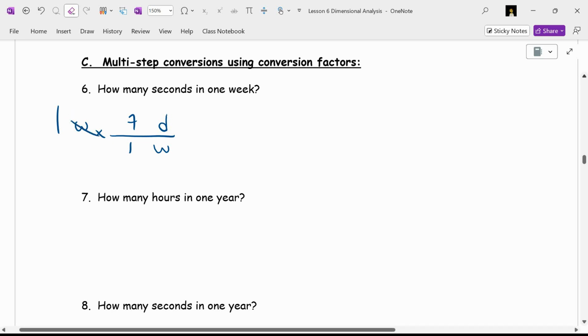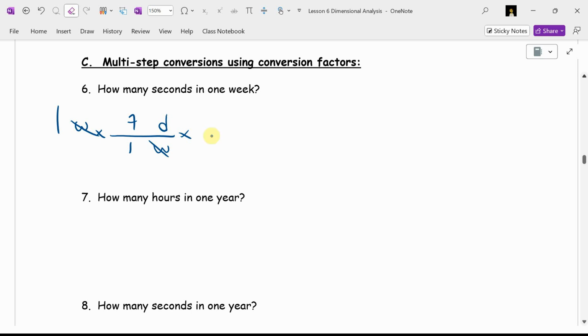If we stopped here, we'd be in days. We want to get to seconds. Do you know how many seconds are in 1 day? Some people may have memorized that, so I always ask. No? What can you break a day into? You've memorized this already. What can you break a day into?